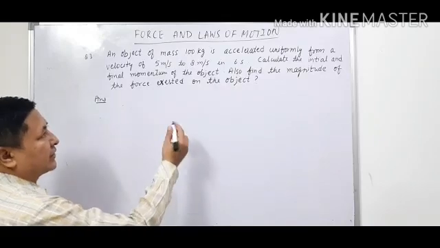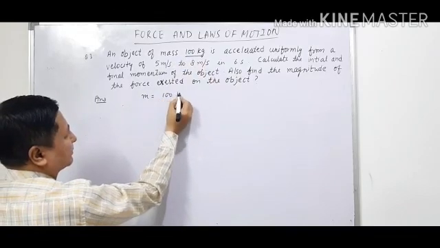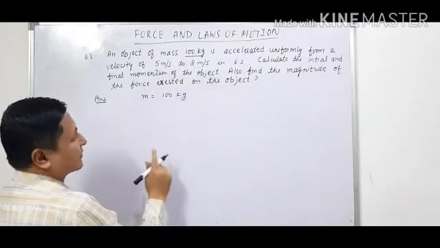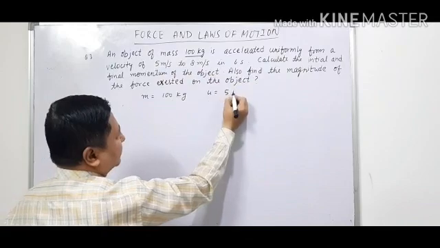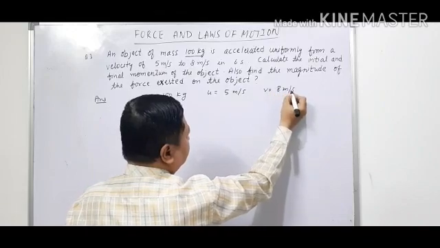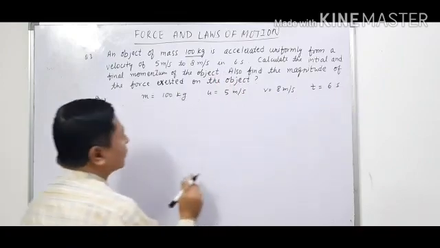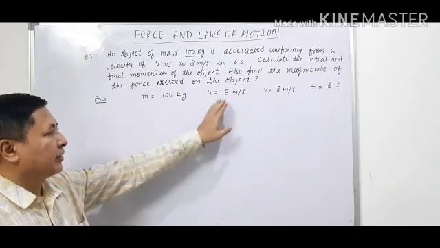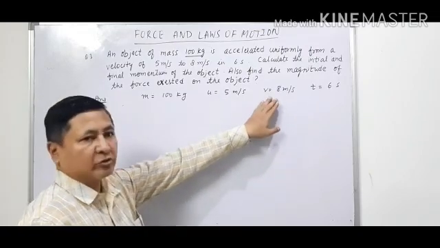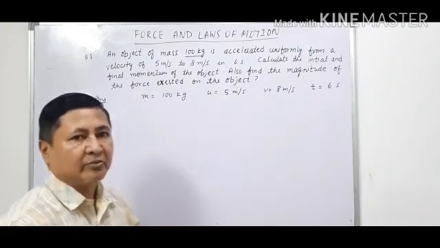Now in this question, let us see what is given. Mass is 100 kg. The velocity changes from 5 meter per second to 8 meter per second. So initial velocity is 5 meter per second and final velocity is 8 meter per second. And time is given, that is 6 seconds. So an object of mass 100 kg, earlier moving with an initial velocity of 5 meter per second, is uniformly accelerated so that the final velocity becomes 8 meter per second in 6 seconds. So this is the information given in the question.